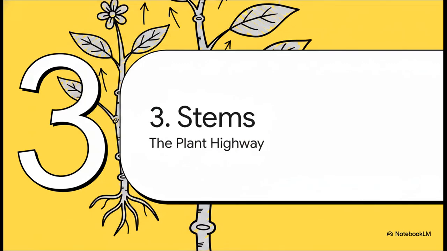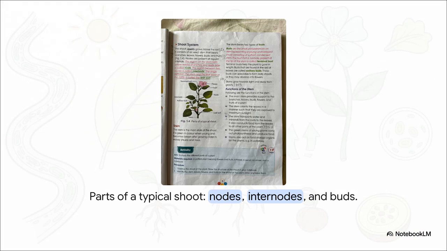All right, moving above ground to Section 3, stems, the plant's highway. Let's take a look at how this highway is actually constructed on a typical shoot. Notice these specific points called nodes. These are the vital junctions where leaves, branches, and buds physically arise from the stem. Then, the stretches of smooth highway between those nodes, those are called internodes. And driving the new growth of this whole system are the buds. You've got the terminal buds sitting right at the very tip, pushing the plant taller and taller, while axillary buds sit in the leaf axils, just waiting to specialize into new leafy shoots or colorful flowers.